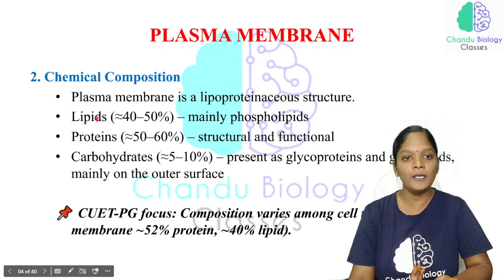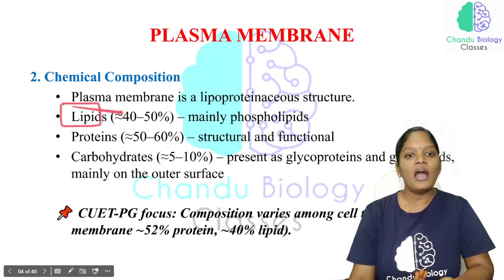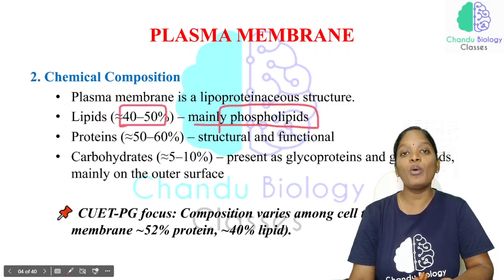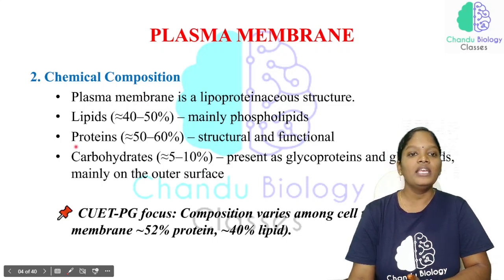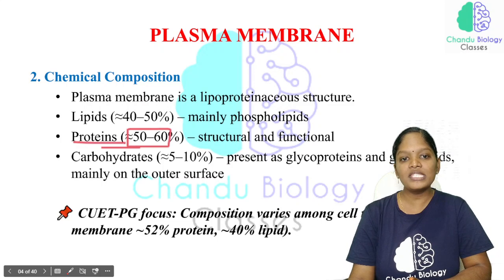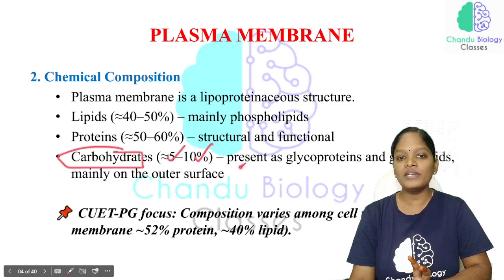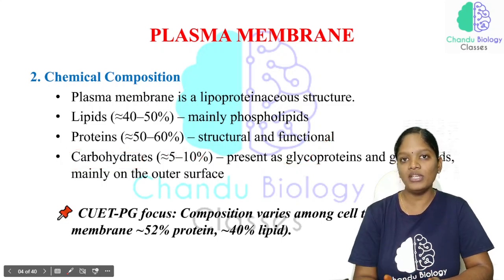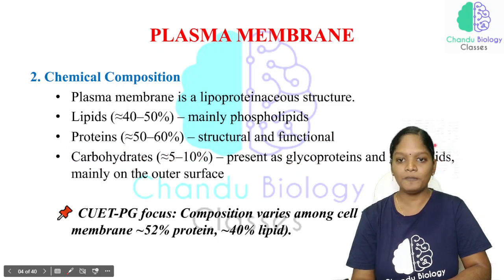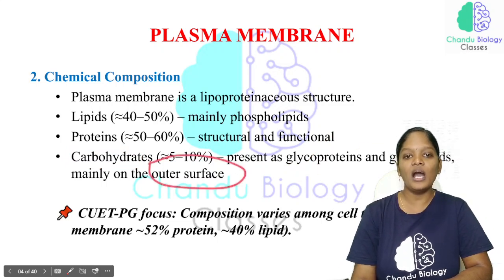And also see here, lipids are approximately 40 to 50%, mainly phospholipids. Lipid will be present in the form of phospholipids. Now proteins, approximately 50 to 60%, will be structural and functional proteins. Now carbohydrates will be 5 to 10%, present as glycoproteins or as glycolipids. Either the carbohydrate is associated with the protein or with a lipid. Mainly it is present on the outer surface.